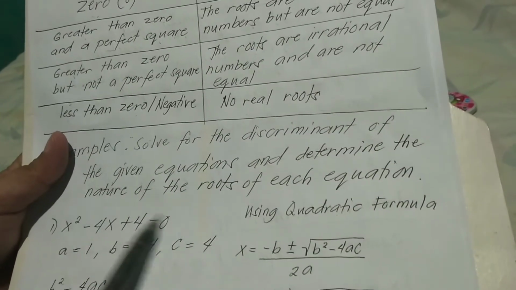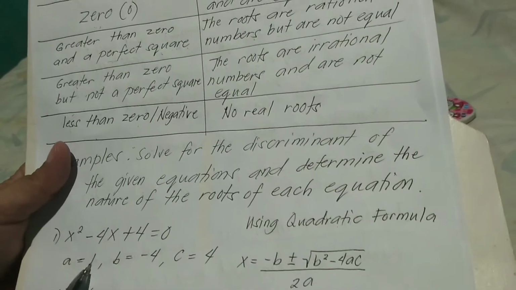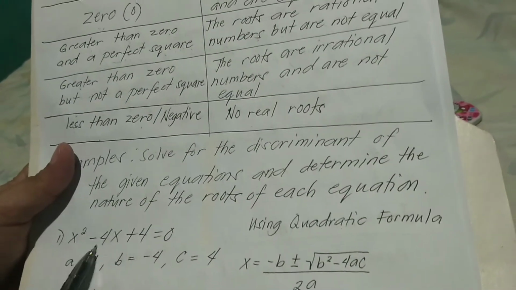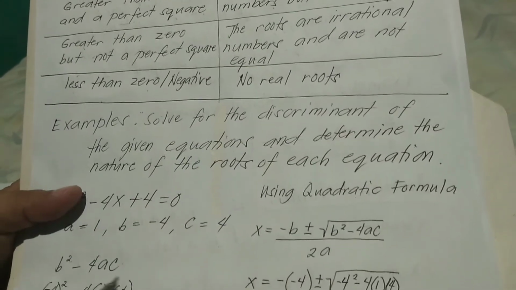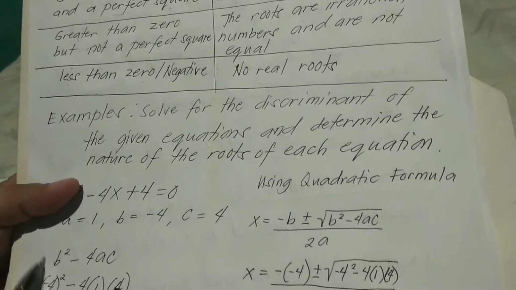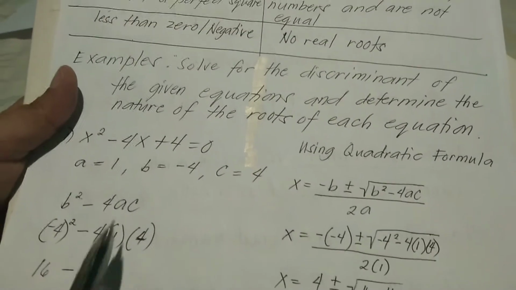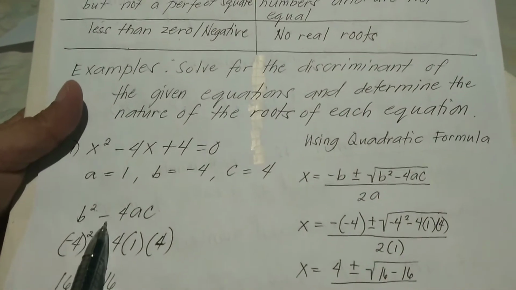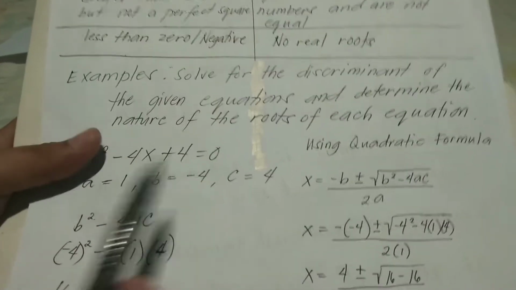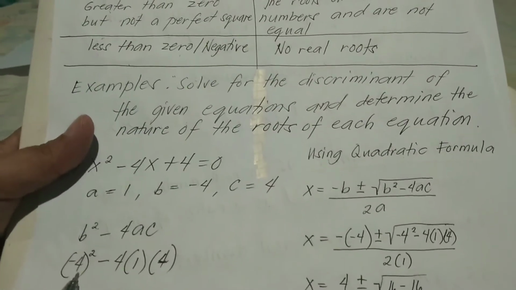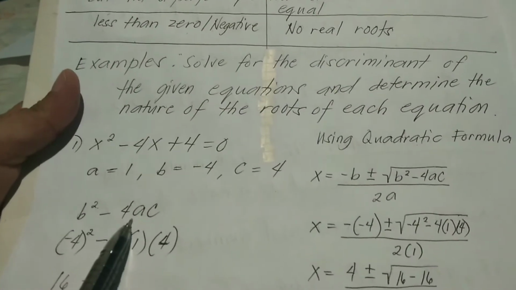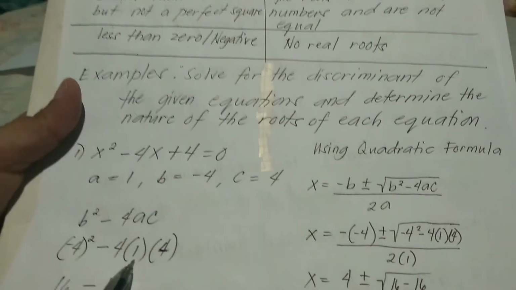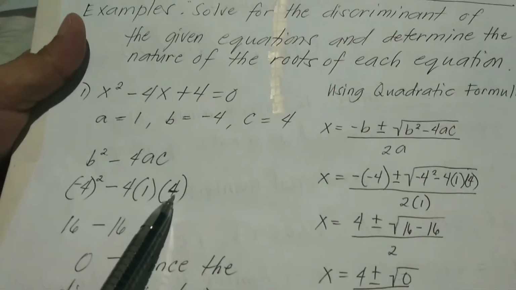For this equation, the value of A is 1. The value of B is negative 4. Value of C is positive 4. And then you have to substitute it to the discriminant. Ito po yung formula ng discriminant, B squared minus 4AC. The value of B is negative 4 squared, yun po yung square, minus 4. And then the value of A is 1. Then next, the value of C is 4.